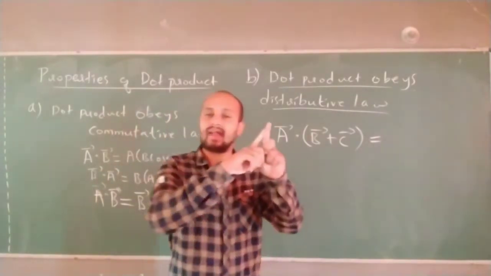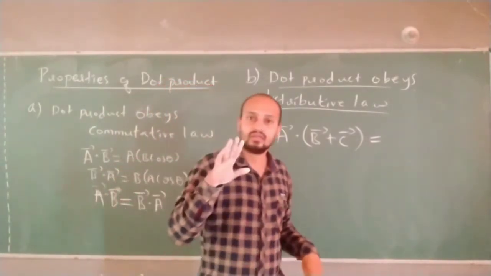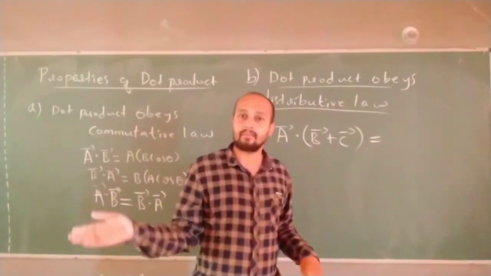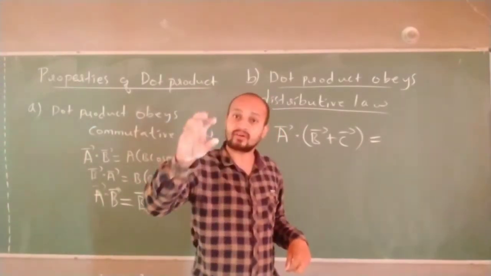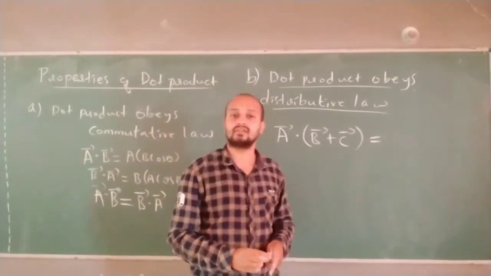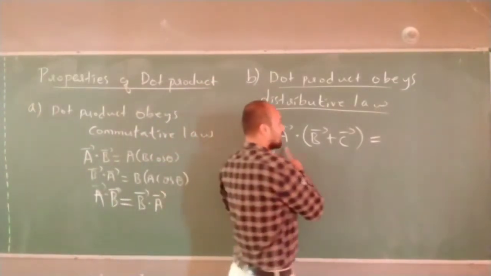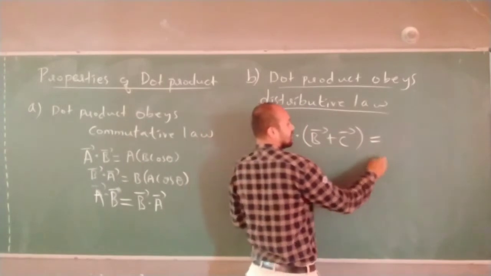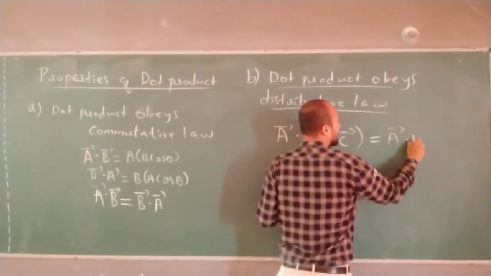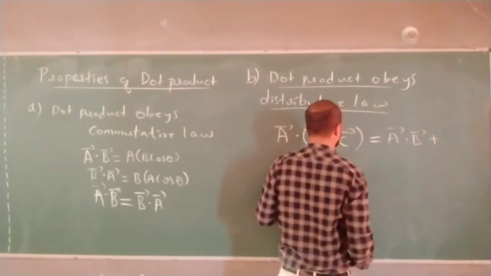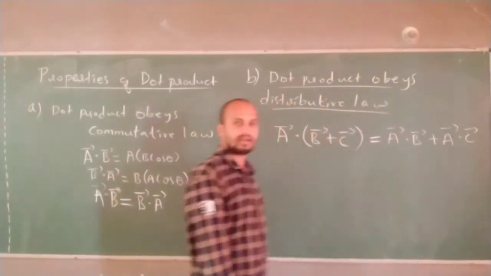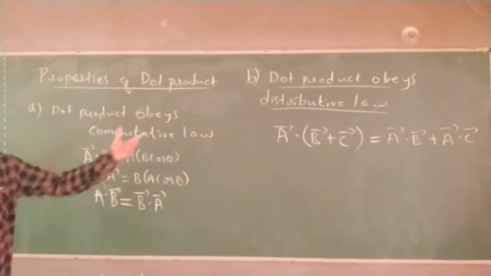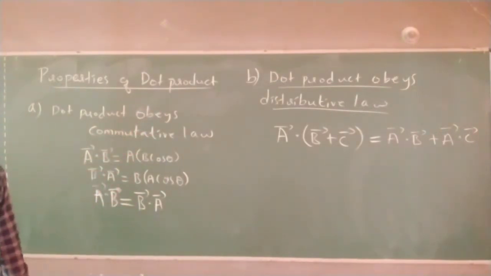You are multiplying two parallel vectors: you make a component of one vector parallel to the other vector and multiply. Second, the dot product of two vectors is always a scalar quantity. So A dot (B plus C) can be written as A dot B plus A dot C.